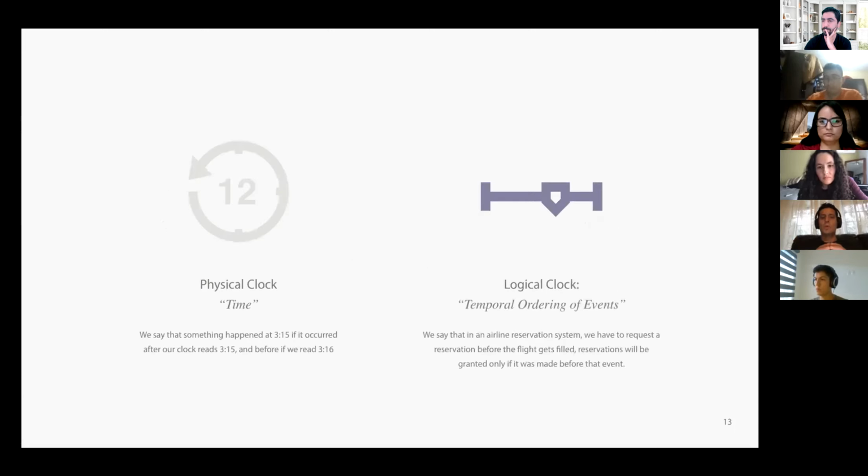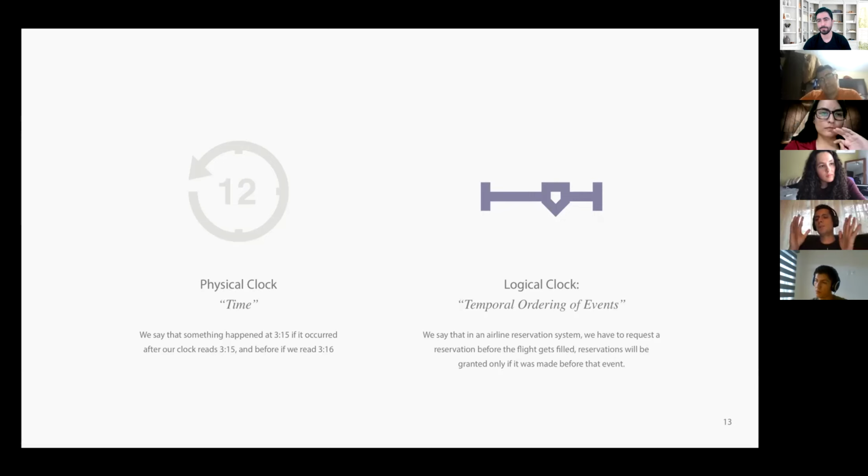When we think about time as a person, our approach is more about the time between, let's say, 3:15 and 3:16. It's how many times the clock clicks between those two different times. So that's how we think about time.